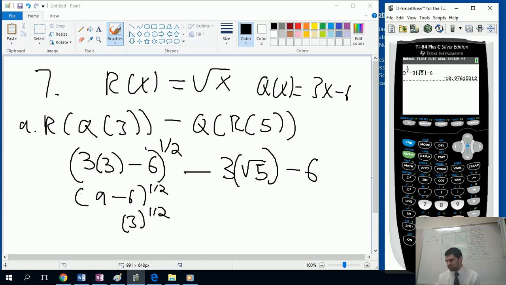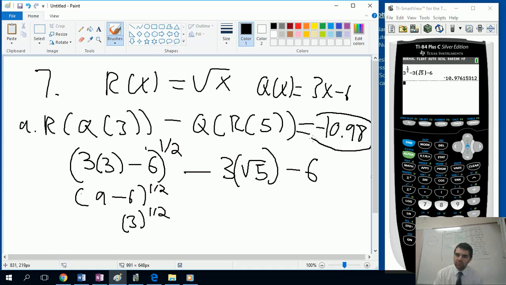This gives us about 10.97. So that's equal to about negative 10.98. So essentially, you're just plugging the values into each other. All right.